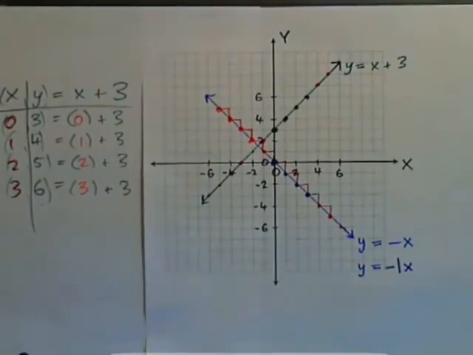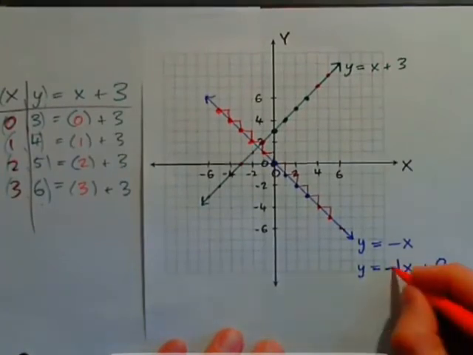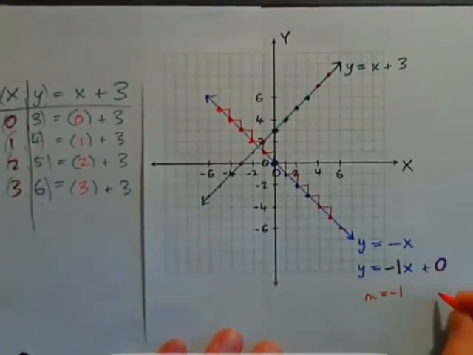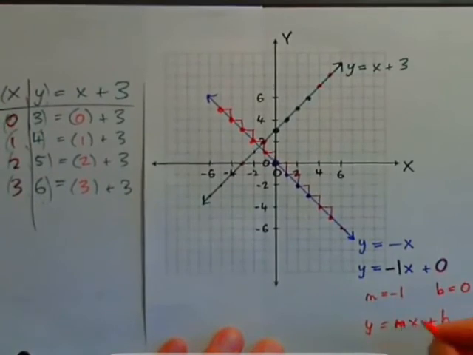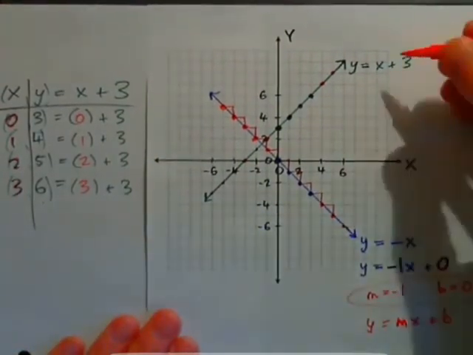Now, what's the y-intercept? The y-intercept is 0. See that? Negative 1x plus 0. So I can simply write down that my slope is negative 1 and my y-intercept is 0, because every linear equation is y equals mx plus b. So the slope is negative 1, the y-intercept is 0. So I've done it for the blue line. Can you do that? Get the slope and the y-intercept for the green line? Press pause and do the green line now.